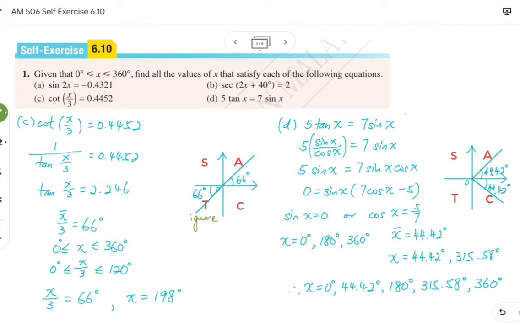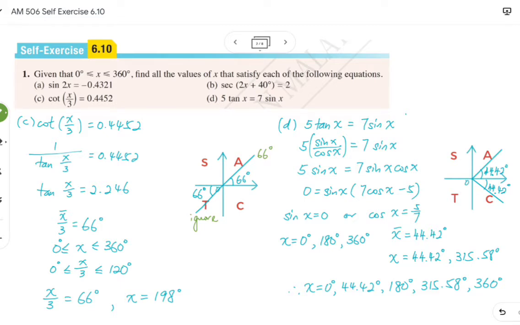Alright, we only focus on 66 degree. Alright, so x over 3 is equal to 66 degree. So x means 3 times 66 degree, and we get 198 degree.